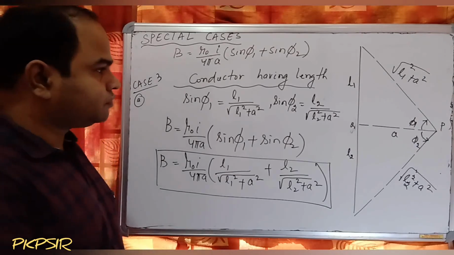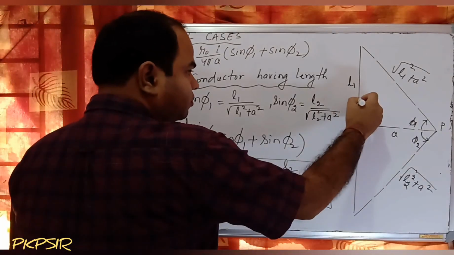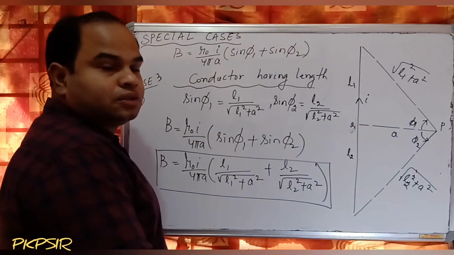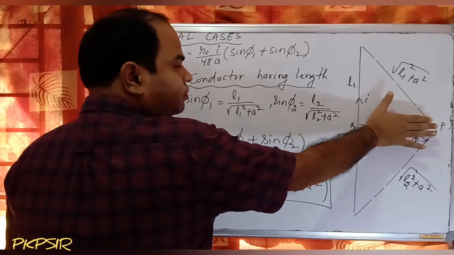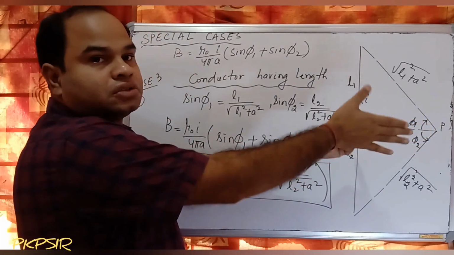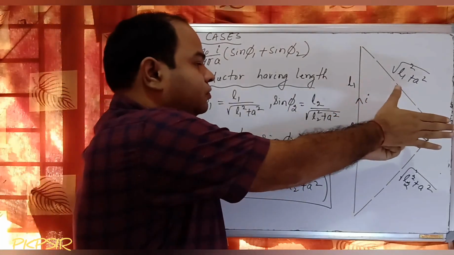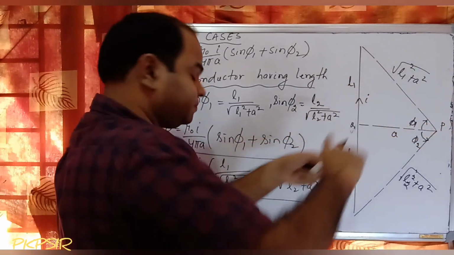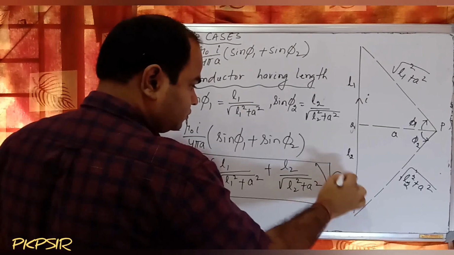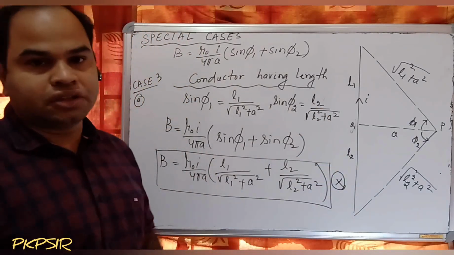What is the direction? If current is upward, what will be the direction of the magnetic field? Current is upward, position is point P, direction of palm is the direction of the field, that is inward direction. So the direction is inward.